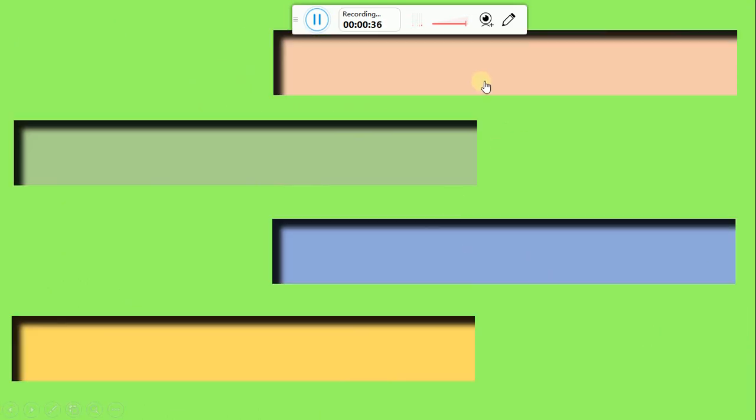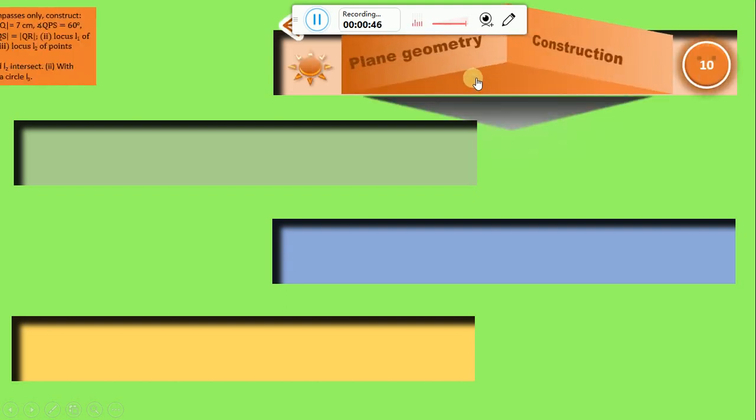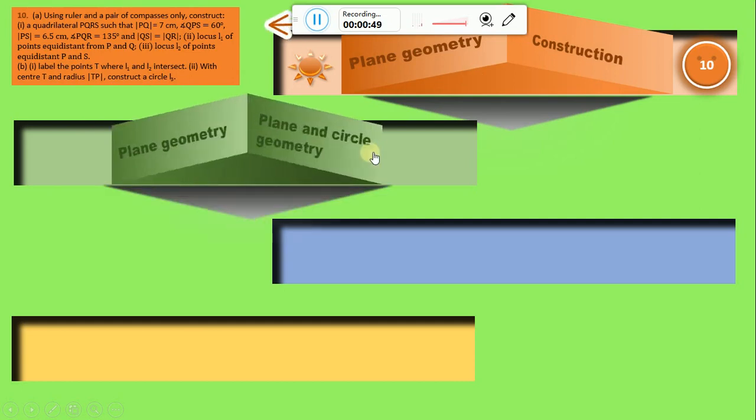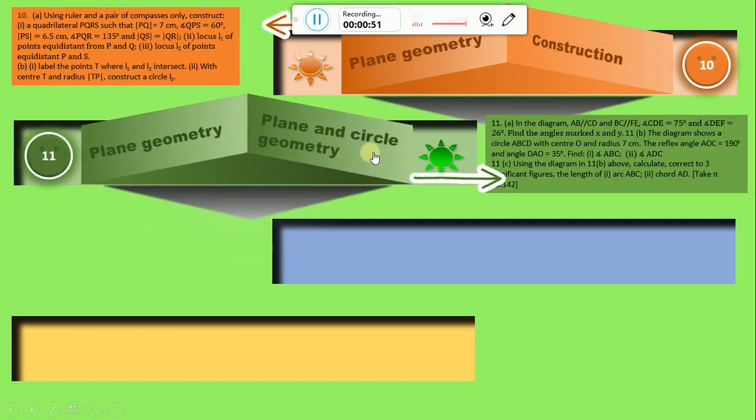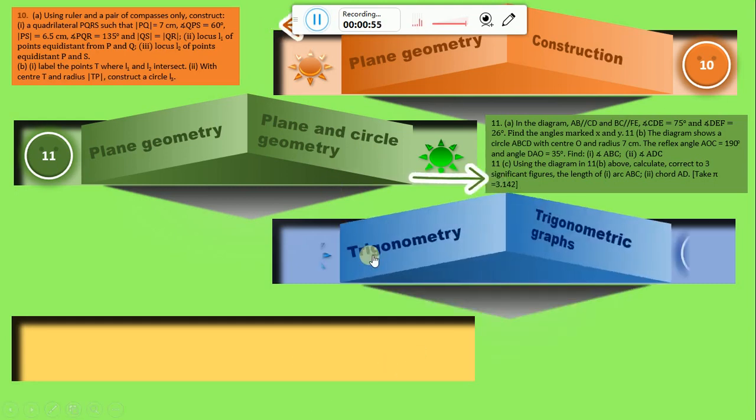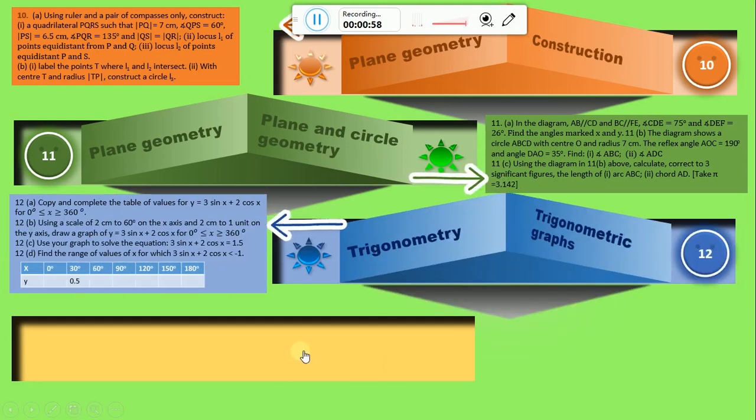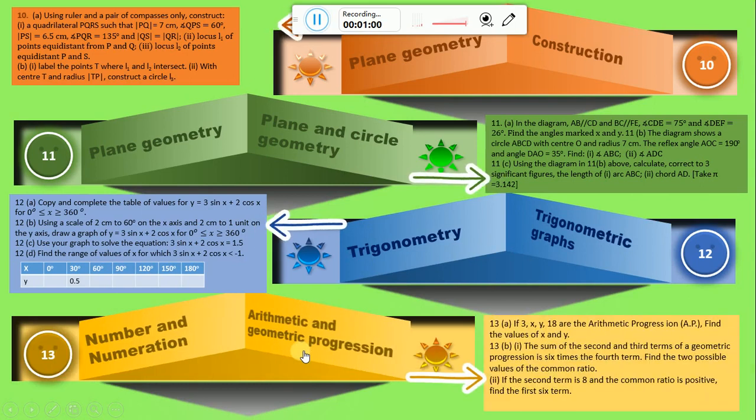We're treating May, June WAEC 2008, question 10 through to question 13. Question 10 is on plane geometry construction. Question 11 is on plane geometry. Question number 12 is on graph, trigonometrical graph. And question number 13 is number and numeration, arithmetic and geometric progression. These are the 4 questions we are going to handle in this presentation.